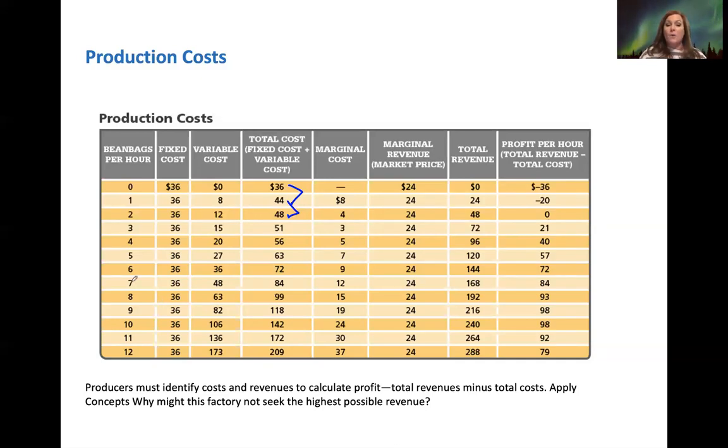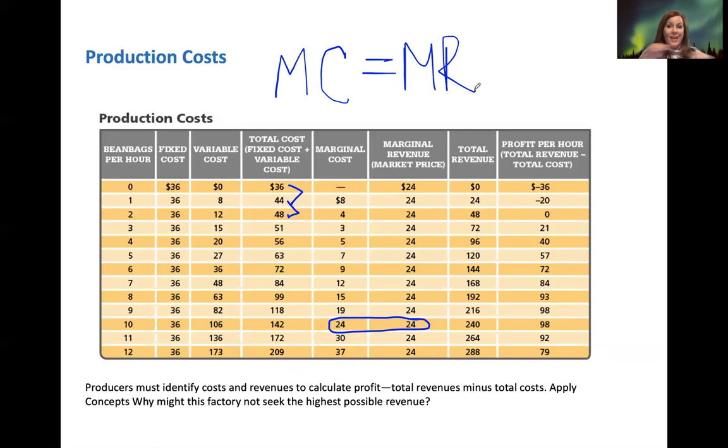How do we know how many bean bags to stop at? Well, I can tell you. It's right here. This is a huge concept in supply. It's where marginal cost equals marginal revenue. That's when you stop. That 10th unit, that 10th bean bag there, costs me as much to make as I'm selling it for. I want to stop right there.